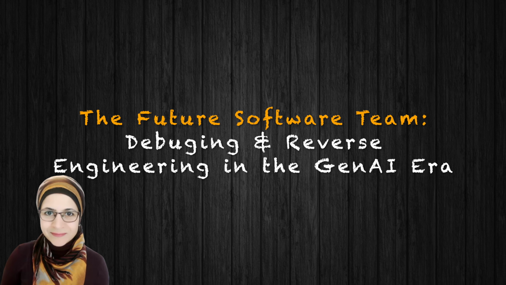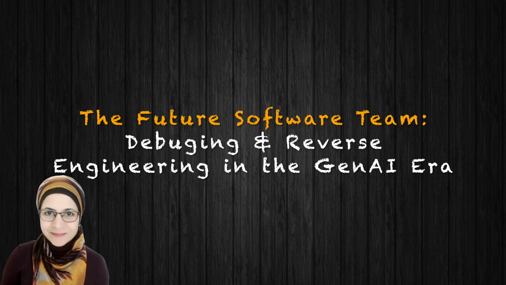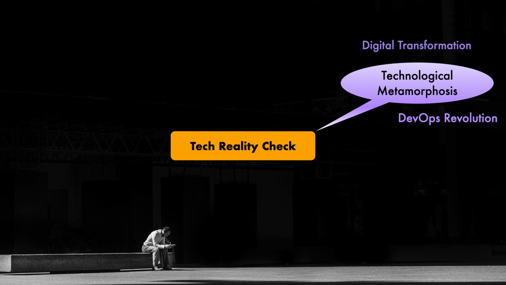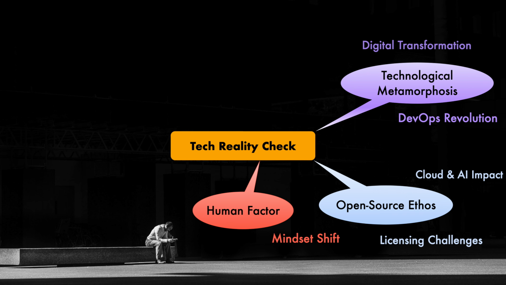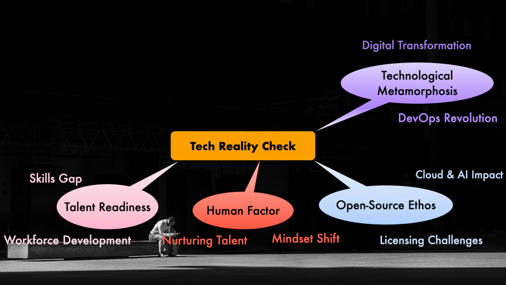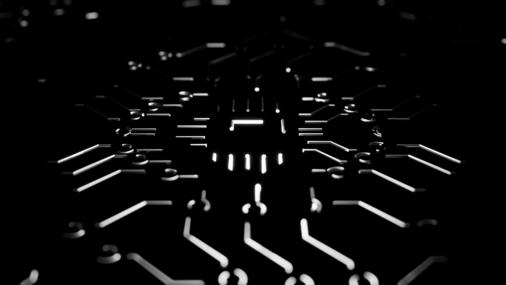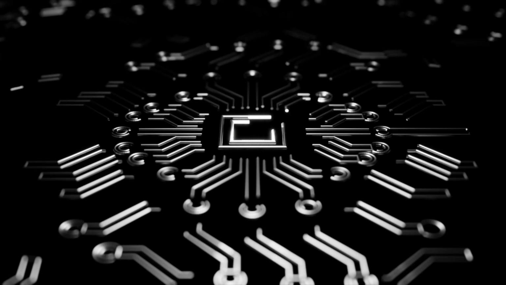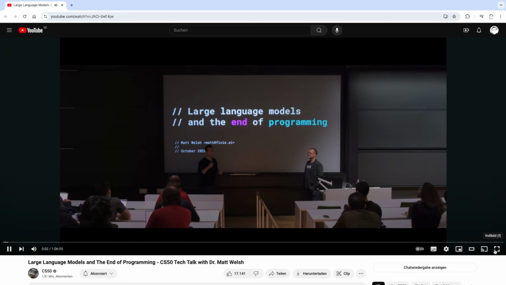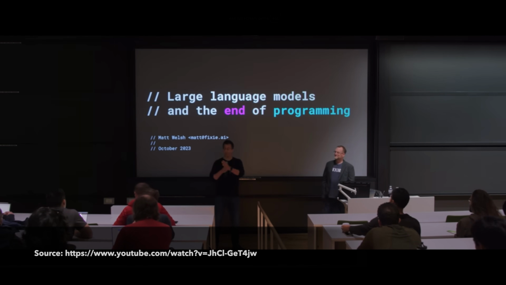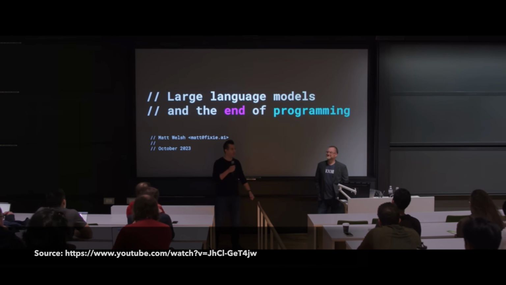The software team of the future. Debugging and reverse engineering in the GenAI era. The landscape of computer science is on the brink of a revolutionary change. The rise of large AI models like ChatGPT is transforming how we approach general-purpose reasoning and problem-solving. Experts like Dr. Matt Welch, who has an impressive background with Fixie AI, OctoML, Google, Apple, and Harvard, predict that the future of software development will look radically different.